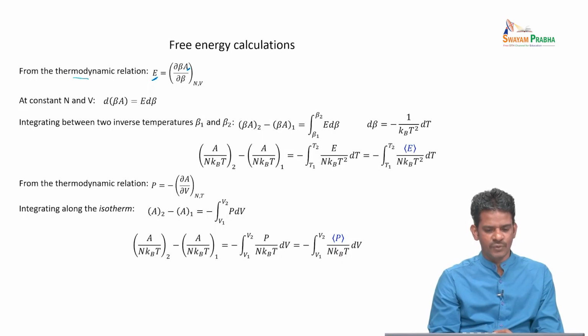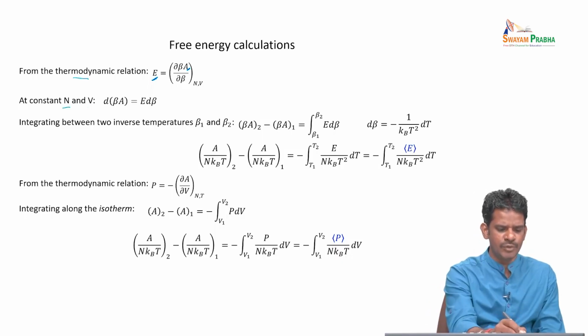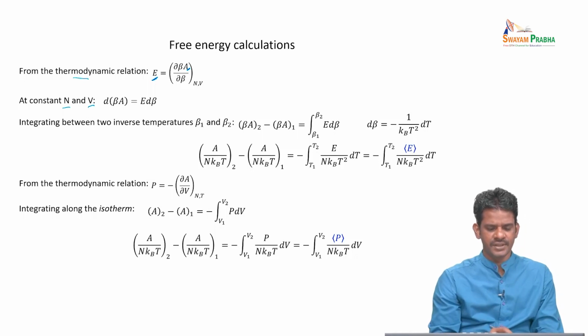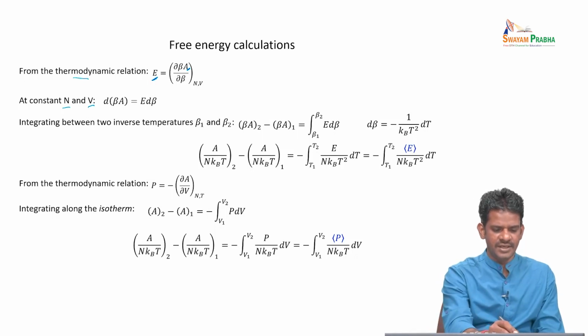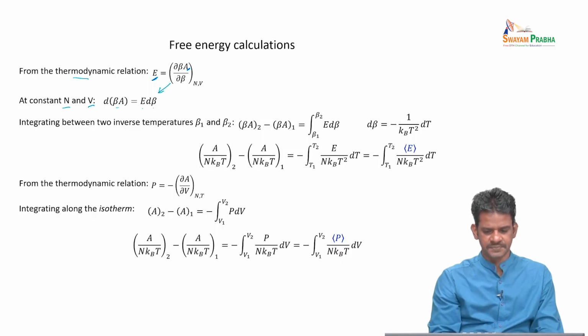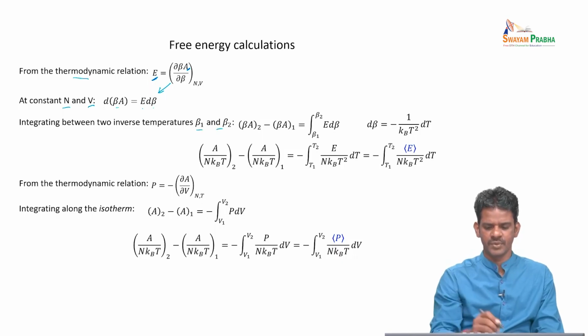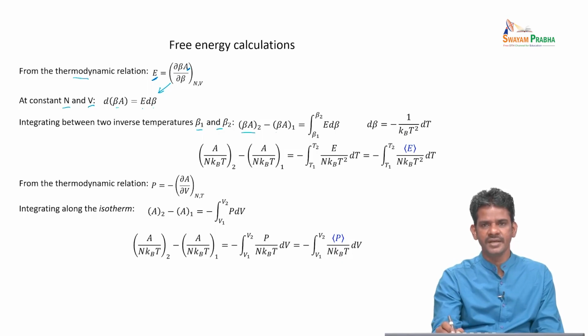And now, let us say if you want to look at a constant volume and number of particles, you can write that d(βA) is equal to E dβ. So, this is coming right from here. Now let us integrate this between two temperatures, inverse temperatures β1 and β2. On the left hand side, you will have βA measured at β2 minus βA measured at β1. On the right hand side, you have to basically integrate from β1 to β2 E dβ.